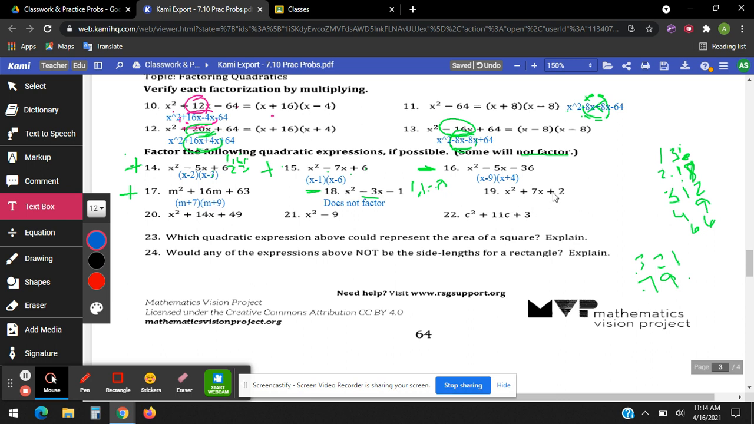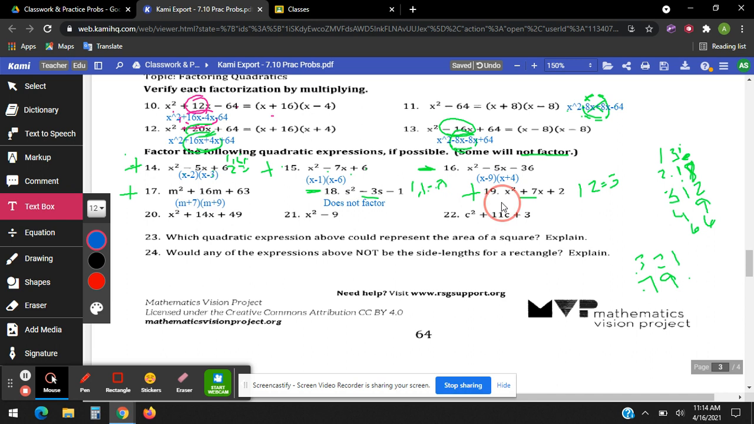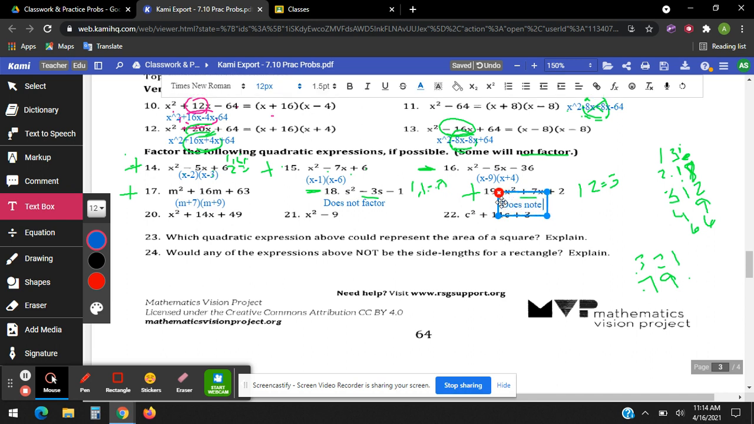Okay, so here, it's a plus, so we know we're going to add. Factors of 2 are 1 and 2. Oh, they add to get 3, not 7. So this one does not either.